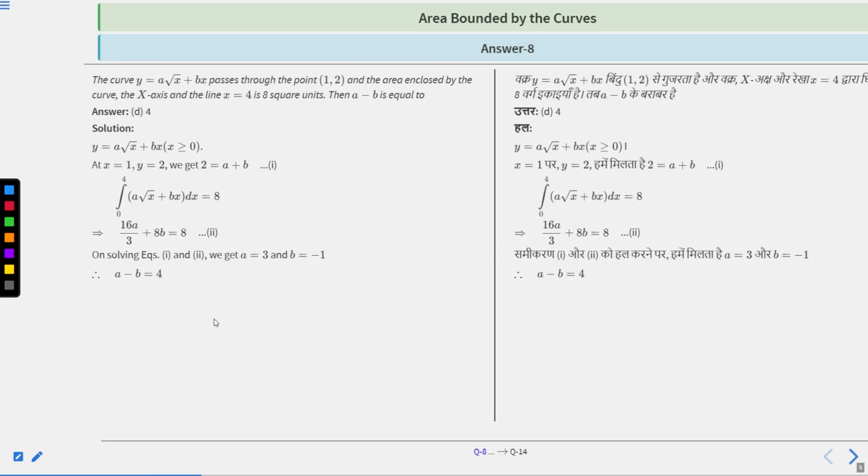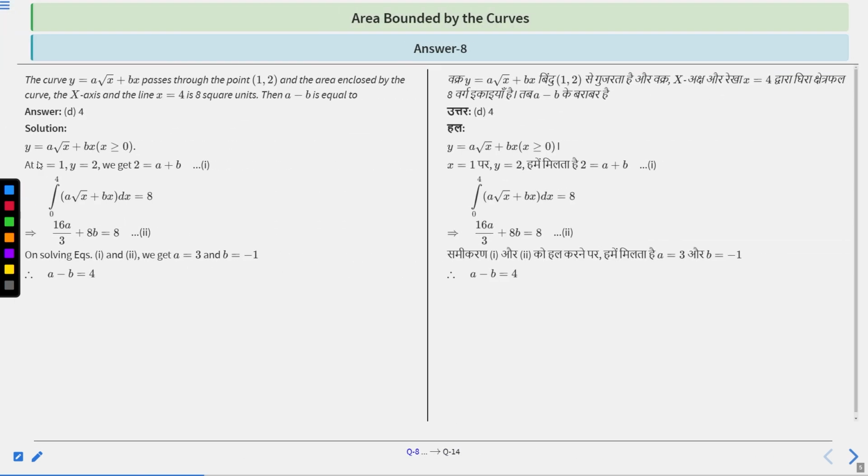Okay, let's move to the solution part. See, as y is equal to a root x plus bx when x is greater than or equal to 0, at x equal to 1, y equal to 2, therefore by putting the values, you will get a plus b is equal to 2, equation 1. Now, area under the curve from 0 to 4, integral of a root x plus bx dx is equal to 8. Therefore, we will get the value of integration after putting the values: 16a upon 3 plus 8b is equal to 8. So this was equation 1 and this is equation 2.